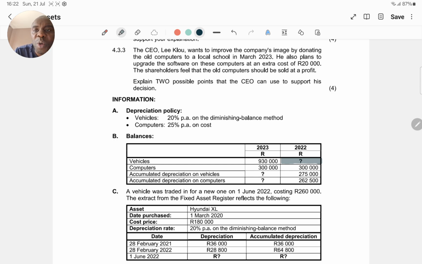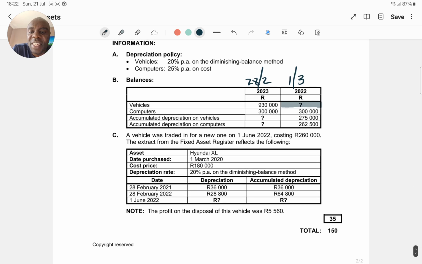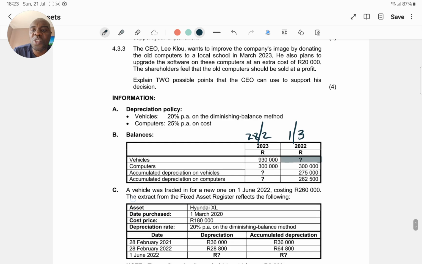So this 2022 signifies the beginning of the year. This 2022 is the 1st of March 2022, and this 2023 is the end of the financial year, which is on the 28th of February 2023. We are also given the accumulated depreciation at the beginning of the year. For vehicles, it's 275,000, and for computers, it's 262,500. Then additional information C, we are also given information as far as the trade-in is concerned. All right, let's go back to the question.